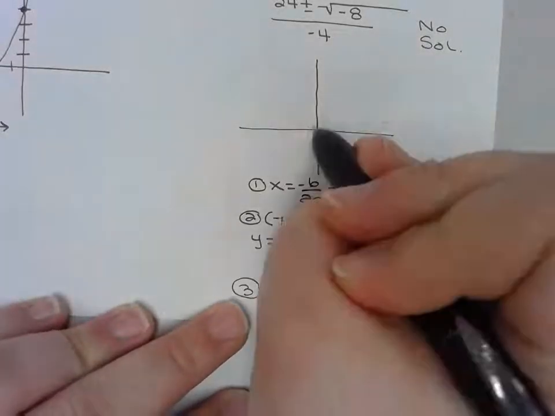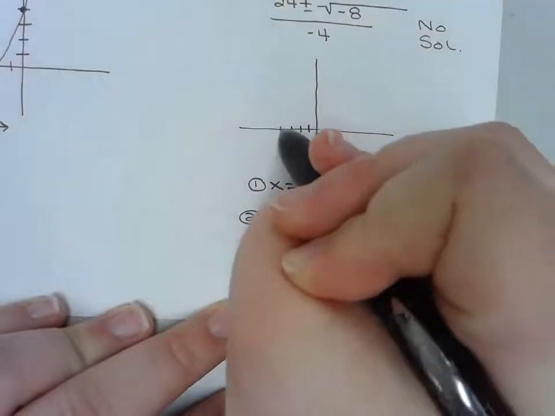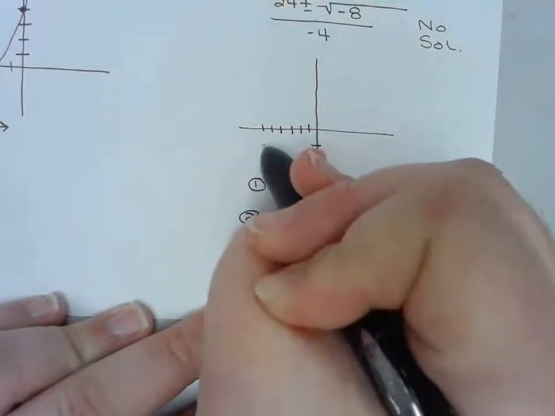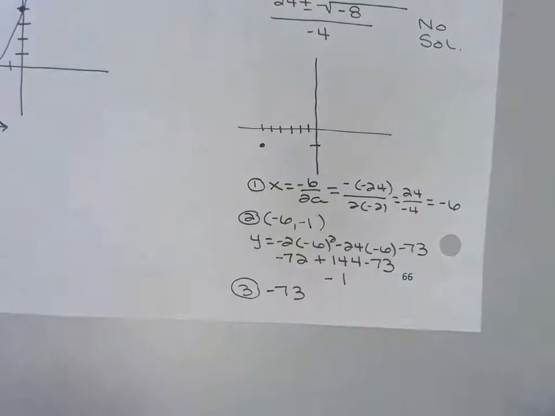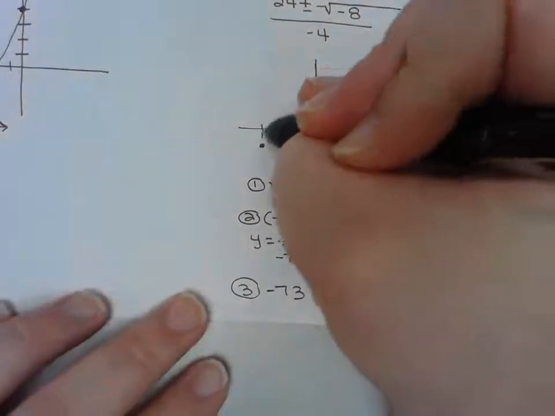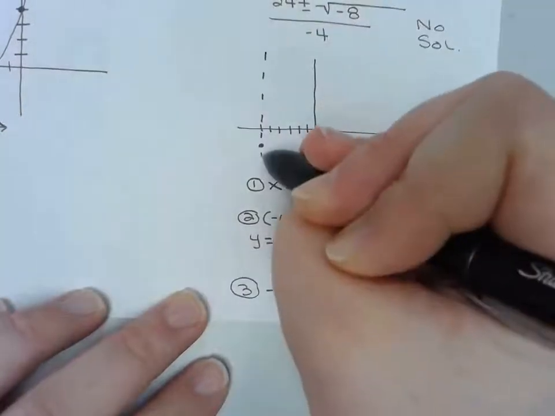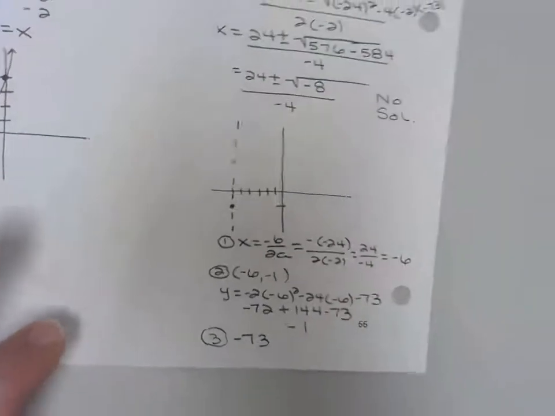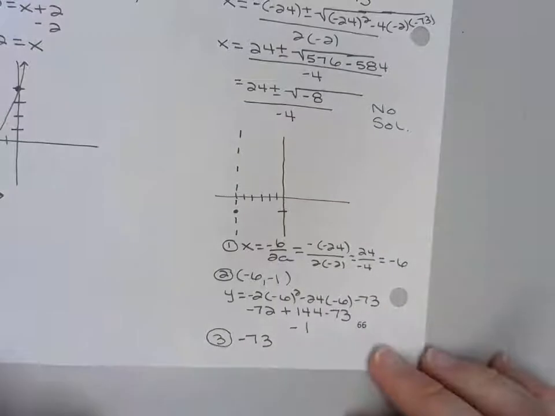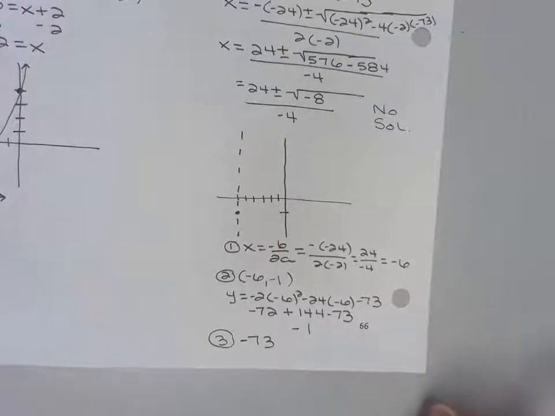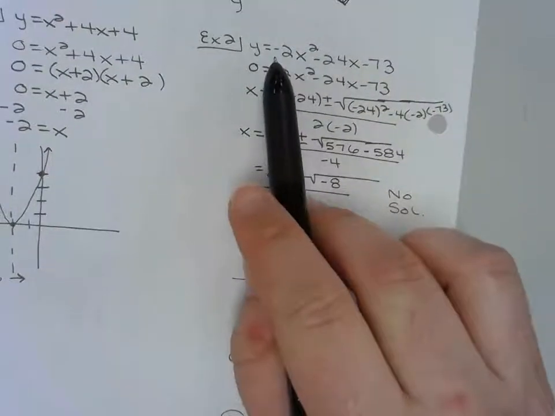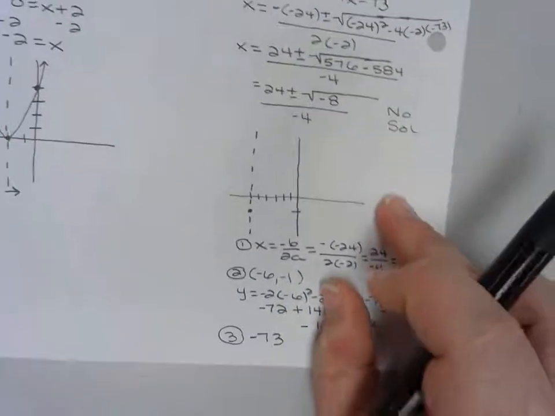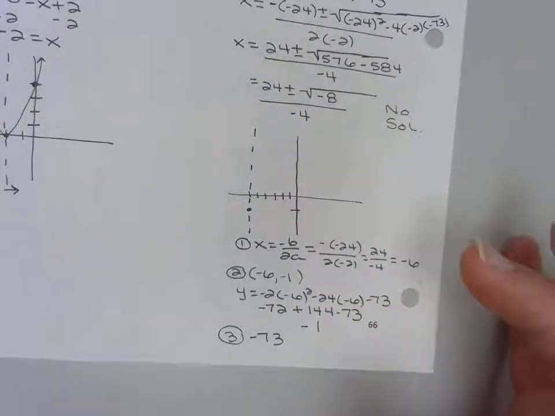Let's graph the vertex. Negative 6, left 6, down 1. It's my vertex. My axis of symmetry goes through the vertex. Now, I don't have a whole lot of information. Is my parabola opening up or down? Down. Why is it down? Your a, which is the number in front of x squared, is negative, which opens down.